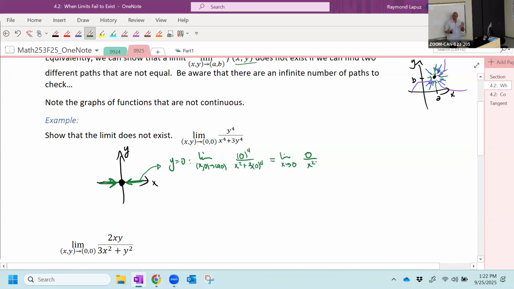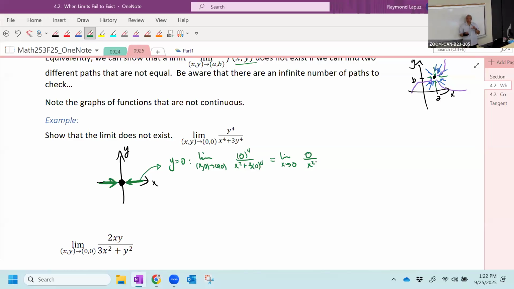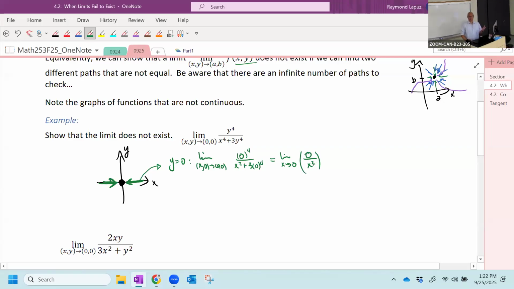Some little intricacies with limits. I am not going to put the limit in yet, because if I put the limit in here, I'm going to get 0 over 0. So I'm not going to put the limit in yet. I'm going to simplify what's in the limit. Before x goes to 0, 0 over anything is already 0.